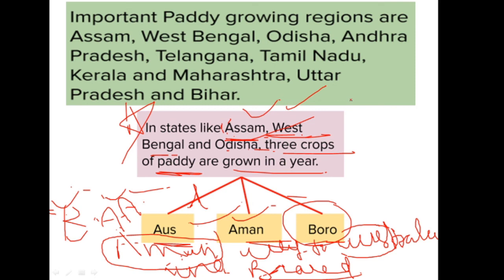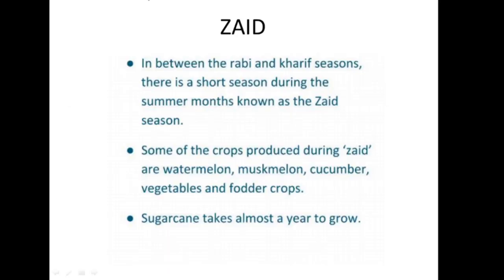Okay. So the last cropping season is zaid. Zaid is a crop which is grown in between the rabi and the kharif. In between rabi and kharif, what is the crop which is grown? That is zaid. Okay. Now, when we are talking about the zaid, most of them are watery crops like watermelon, muskmelon, cucumber, vegetables, fodder crop. Most of them have a lot of water in them, so they belong to the zaid season. Now, sugarcane takes almost a year to grow.